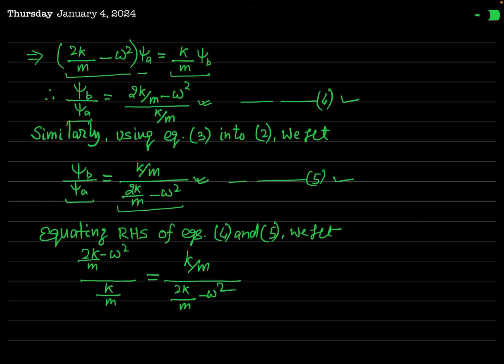Okay. Now if neither psi A nor psi B is 0, then equations 4 and 5 will hold simultaneously only when the RHS of equations 4 and 5 are equal. So now let us equate the RHS of these two equations. Equating them, you will get 2k over m minus omega square over k by m is equal to k over m divided by 2k over m minus omega square. Okay. Now let us simplify this equation.